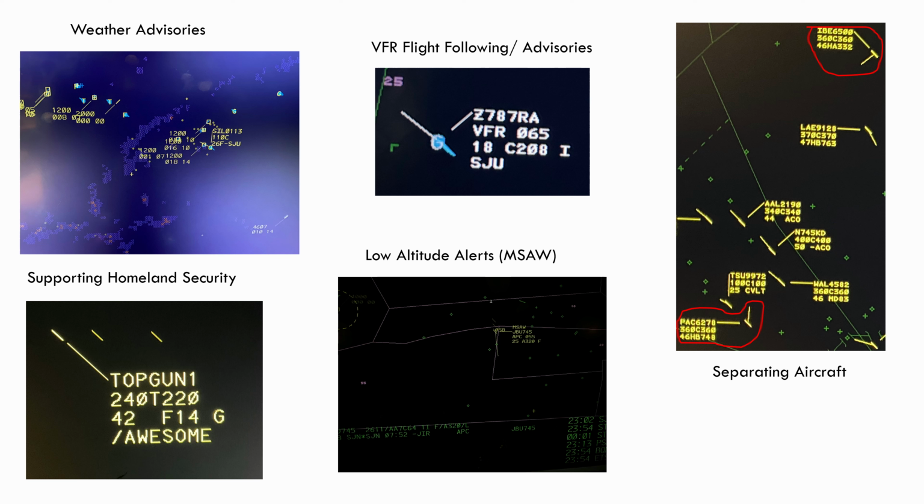Perhaps Top Gun 1 is looking out at a target of interest and they're requesting a radar vector, or they're asking us if our radar shows anything. We definitely want to give that low altitude alert to JetBlue.